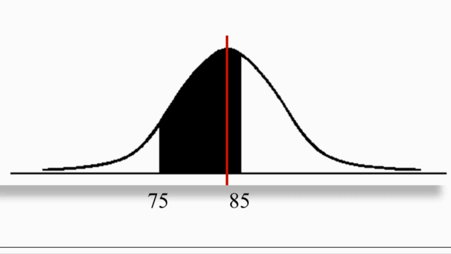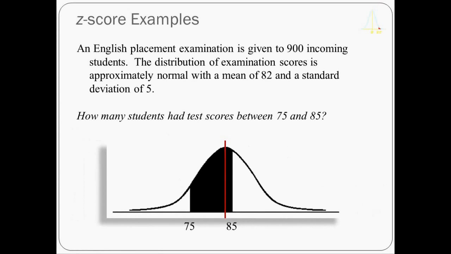So the process for solving this problem now is like the first one. I need to find the area or the probability of that black area, the dark area. And I'm going to do this by solving for two z-scores, one for 75, and figuring out what area lies between 82 and 75, the mean and 75. And then I'm going to calculate the z-score for 85 and use the z-table to find out what area of that distribution lies between 82 and 85. And I'm going to add those two areas together.